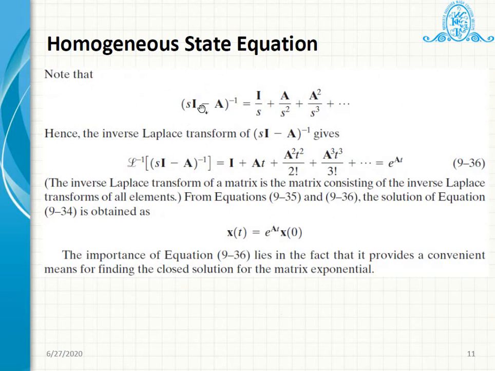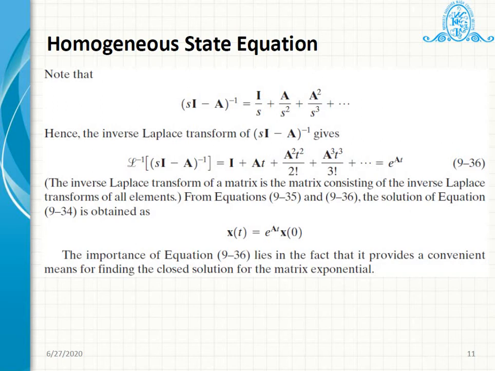So again, (sI minus A) inverse is I upon s plus A upon s square plus A square upon s cube and so on. Here I is the identity matrix. Hence the inverse Laplace transform is in this form, which is finally written as e raised to At. And substituting this value, we get x of t is equal to e raised to capital A t x of 0. This is the same result that we have obtained earlier, but this time we have obtained it with the Laplace transform, and you see that this method is simpler compared to the earlier method.